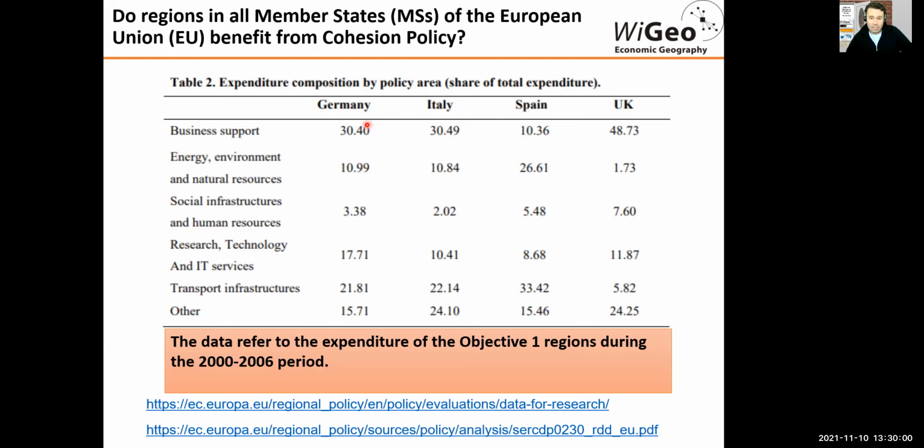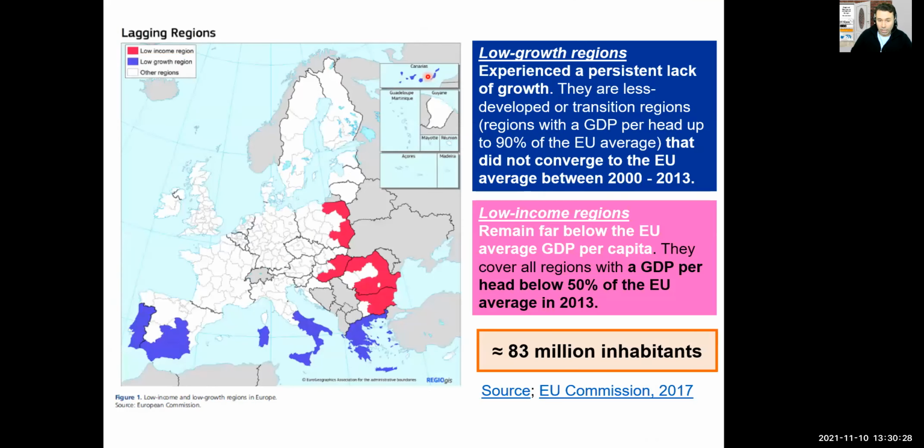While Germany has a large percentage in terms of business support, this still is very weak in Spain, for example, in terms of research and technology. Still, during this period, 2006, rather weak in Spain, for example. So different speeds in terms of the application of the cohesion funds within the European Union.